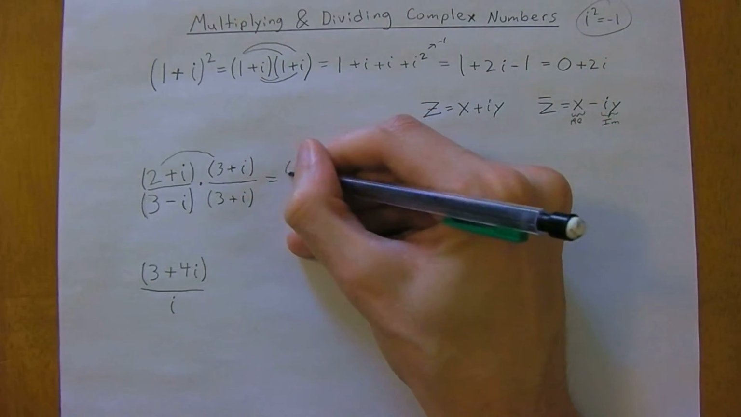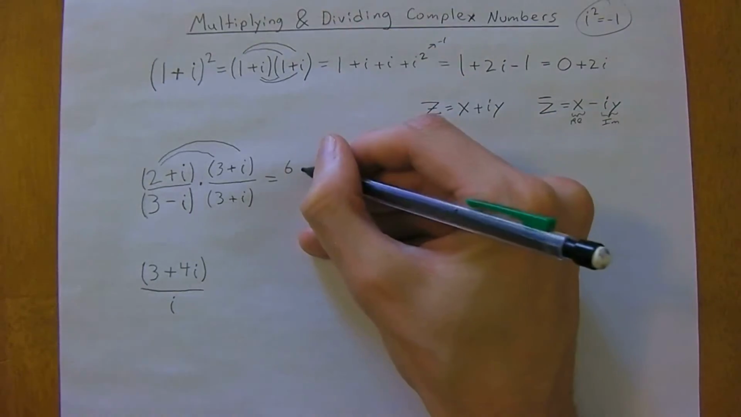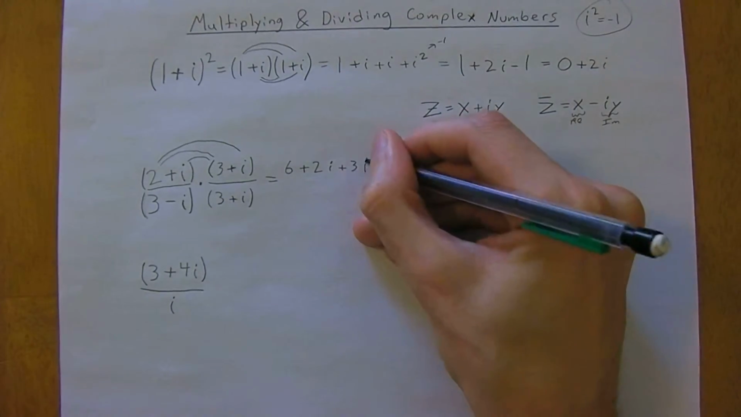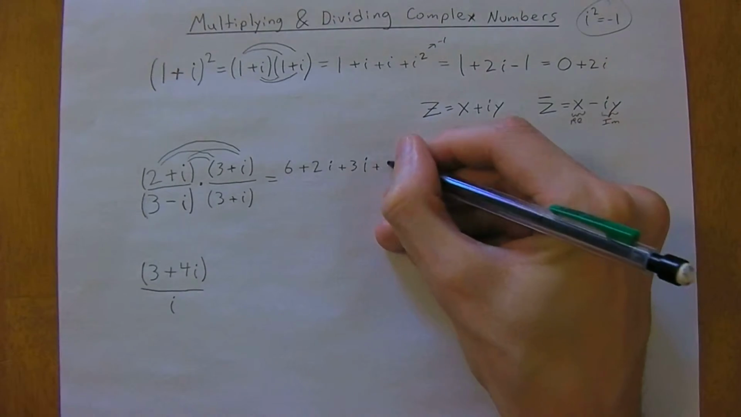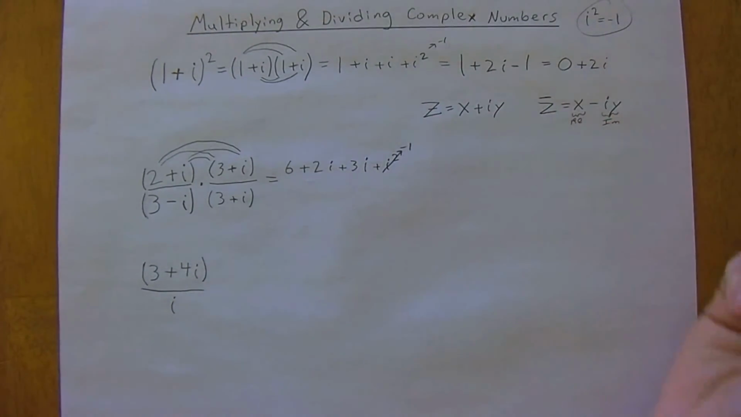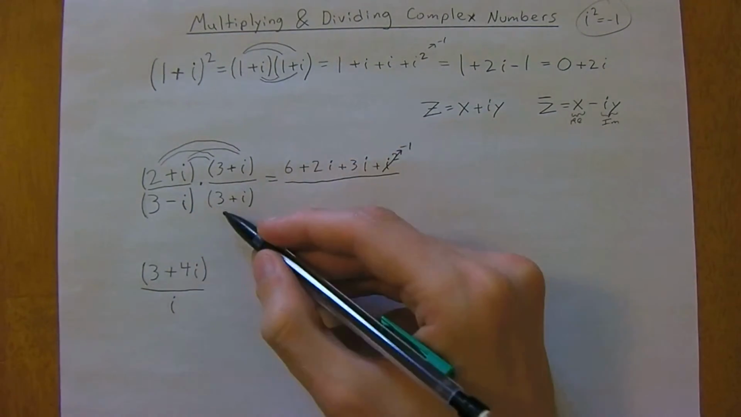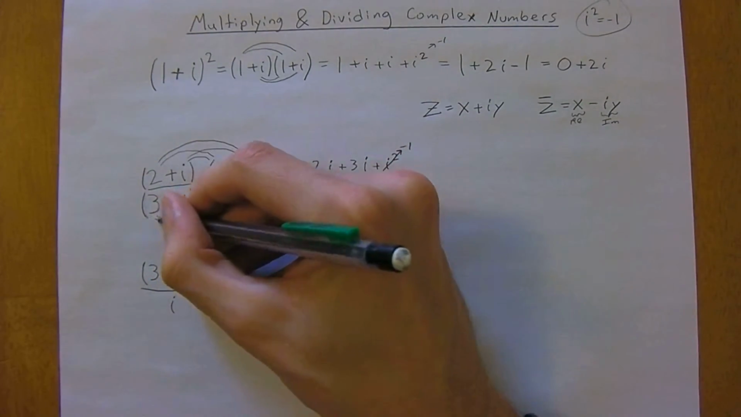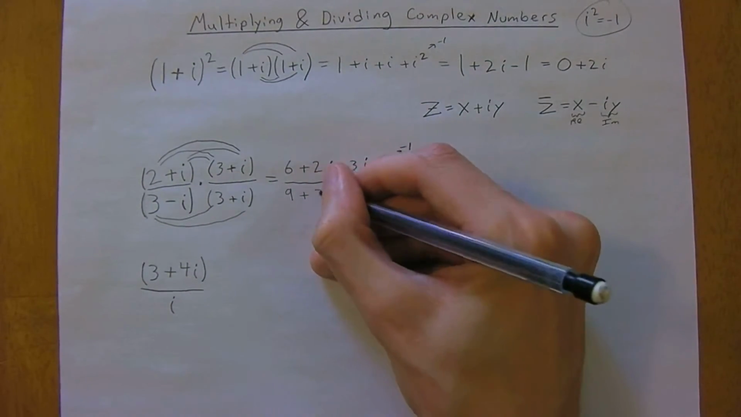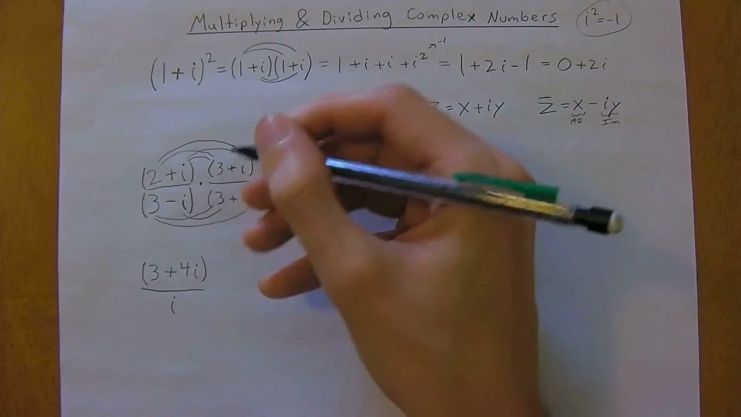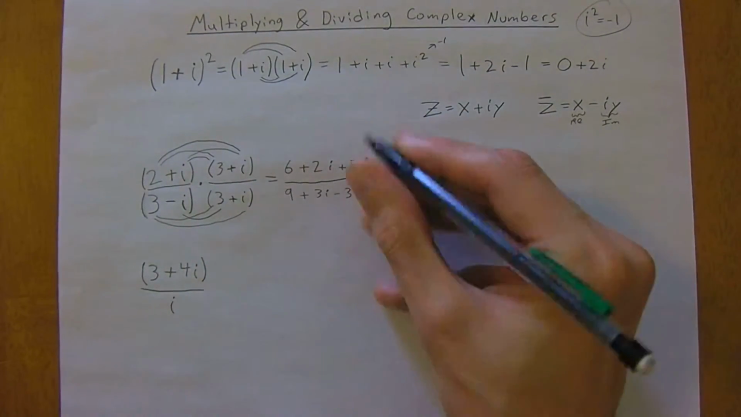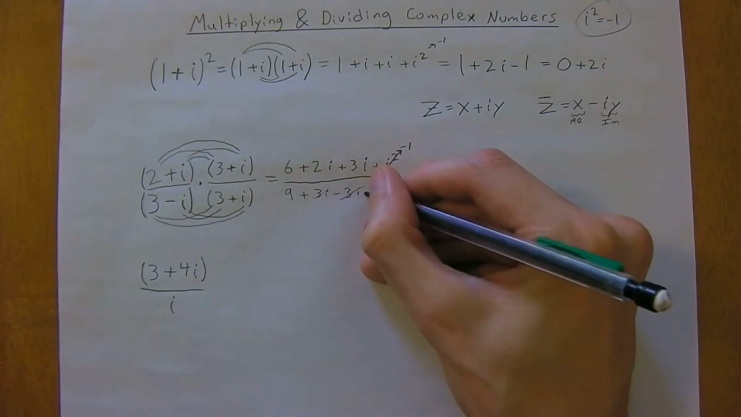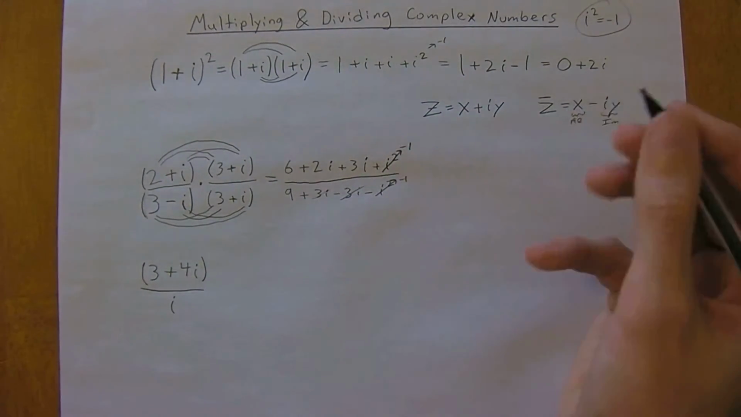So 2 times 3 is 6, and 2 times i is plus 2i. i times 3 is plus 3i, and i times i is i squared, which is negative 1. And on the bottom, we're going to get 3 times 3, which is 9, and 3 times i, so plus 3i, then 3 times negative i, so minus 3i, and so that's just going to cancel out, and then negative i times i, so minus i squared, which is negative 1.